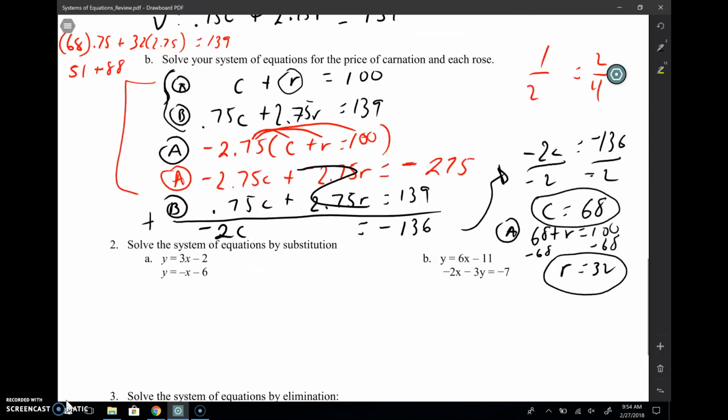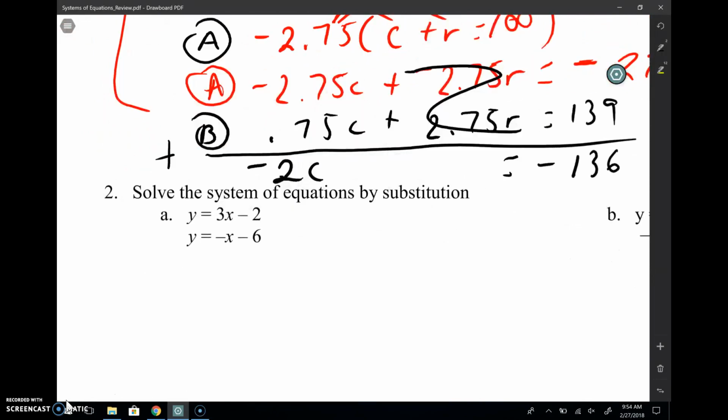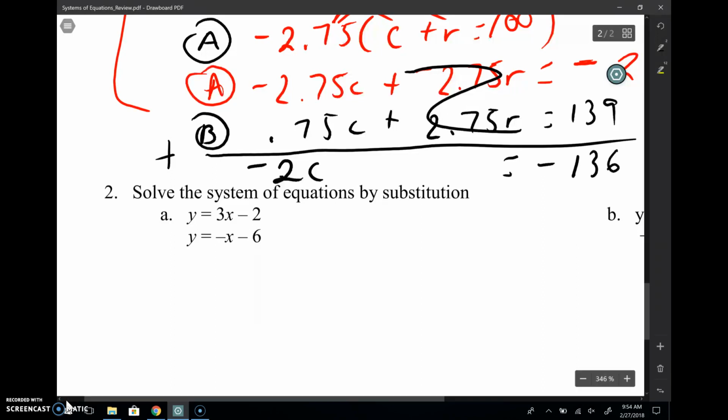Speaking of substitution, let's just jump right in. Let's do this first one. I have y is equal to 3x minus 2, and y is equal to negative x minus 6. Now in class, we worked on solving systems through graphing. You can definitely graph this if you want to see where they cross. Right now I know this has one solution point because my slopes are different. And since my slopes are different, they cross at one point.